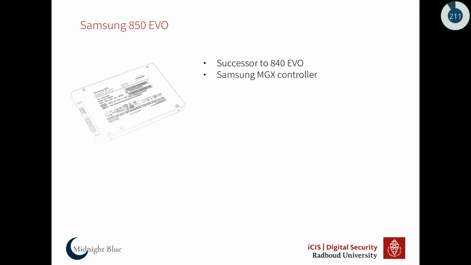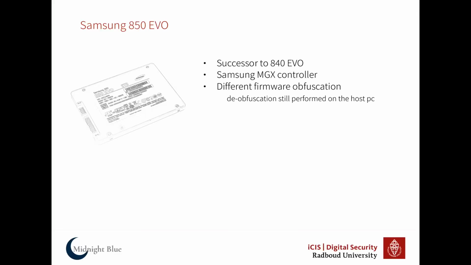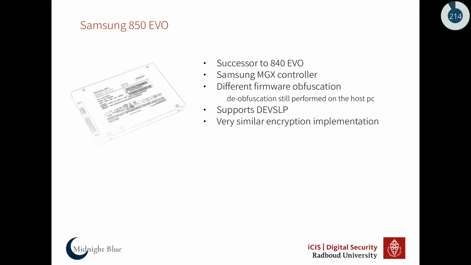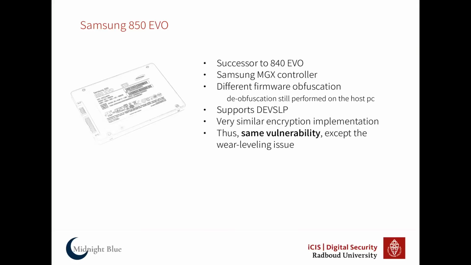So on with the 850. It's a successor to the 840, of course. It uses a newer controller and different firmware obfuscation routines, but that's obfuscation. It's all undone on the host PC. But this one supports DevSleep, and that made it interesting because we wanted to take a look at DevSleep as well, and the 840 didn't have that. Everything is pretty different. They made quite some changes, except for the crypto implementation that's built on the same implementation. So it's basically all the same, except for the wear leveling issue, they fixed that.